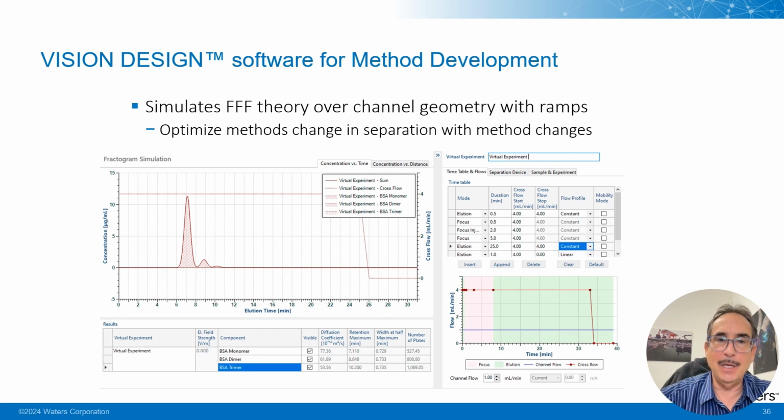And on the method development side, we have the Vision Design software where we simulate the FFF theory for our channel, and you can do a virtual experiment by applying a method and telling it what sample sizes you want, and it will say, okay, based on this method, this is the fractogram that you should expect. And this allows you to optimize your methods before you run them, or to take a method that's already been run and adjust it to get better resolution or to reduce the time of fractionation. So it's a super valuable tool for ahead of time optimizing methods so you don't have to do so much experimentation.